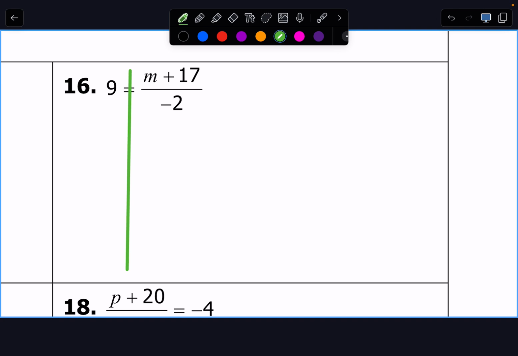Okay, let's look at number 16 and let's notice the similarities in this problem and the one we just did. What number is the closest? 17. Okay, here's m. 17 is the closest. Negative 2 is the furthest away. Okay? Since all of m plus 17 is being divided by negative 2, this is like the only situation where we have to undo the division first. So to undo our division, we're going to multiply both sides by negative 2.